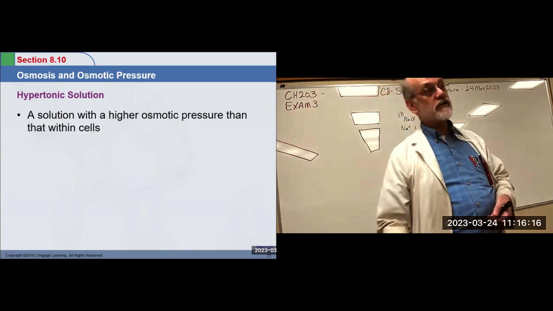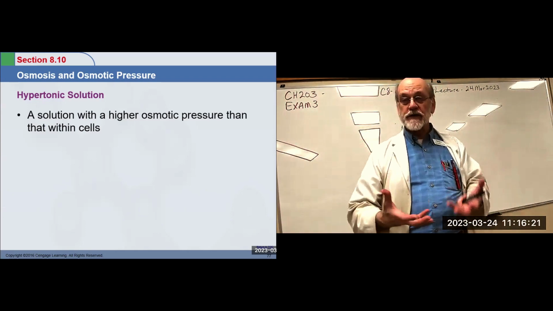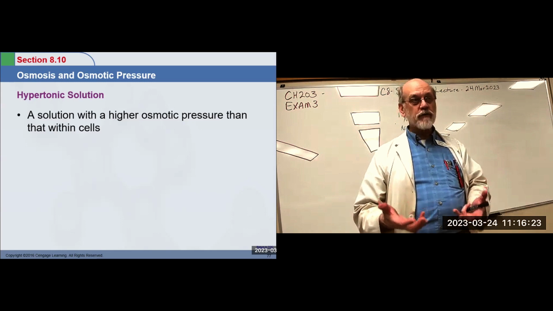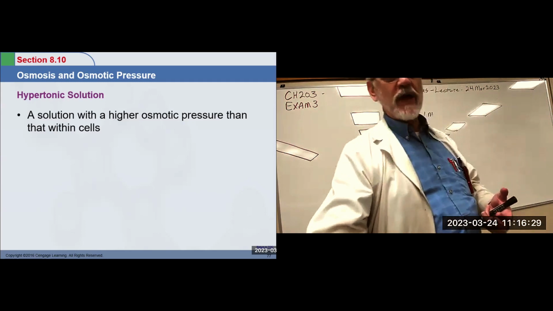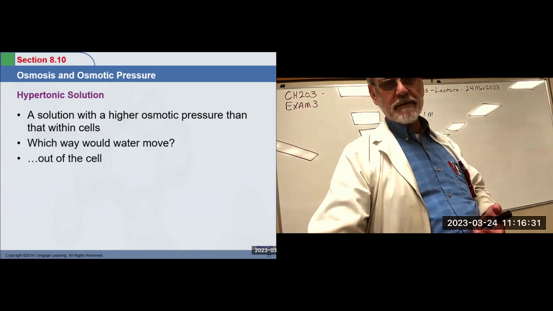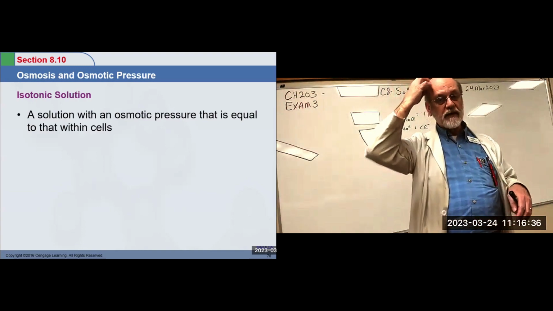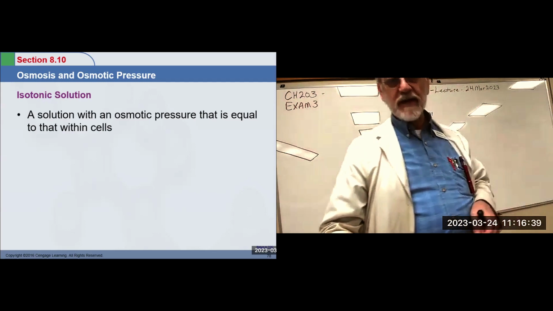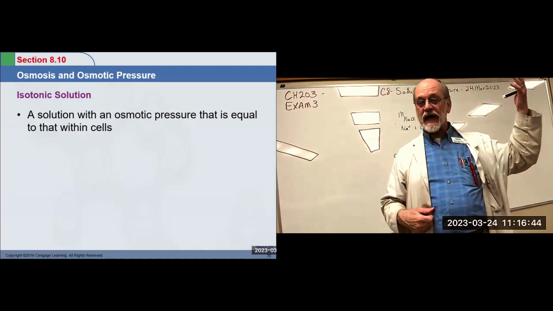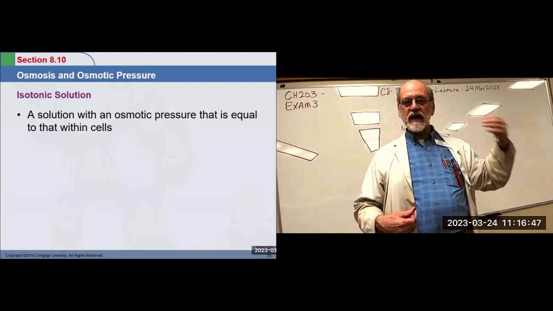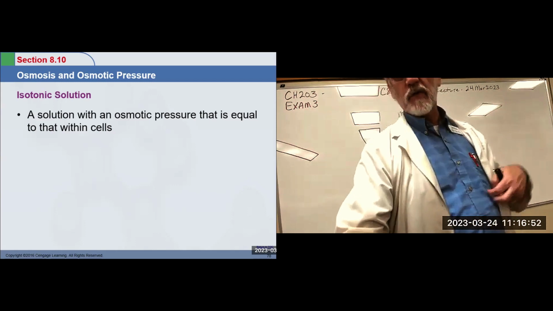Okay, hypertonic solutions, just the opposite. The concentration outside the cell is higher for the solute, which makes it lower for the water, and water then migrates out of the cell into the surrounding solution. And isotonic is perfectly balanced. So water's not going to move either direction. That's the kind of solution you want to give your patients. If you set up an IV drip, you want the solution to be isotonic to their tissues. Otherwise, you could kill them. Right? We don't want that.